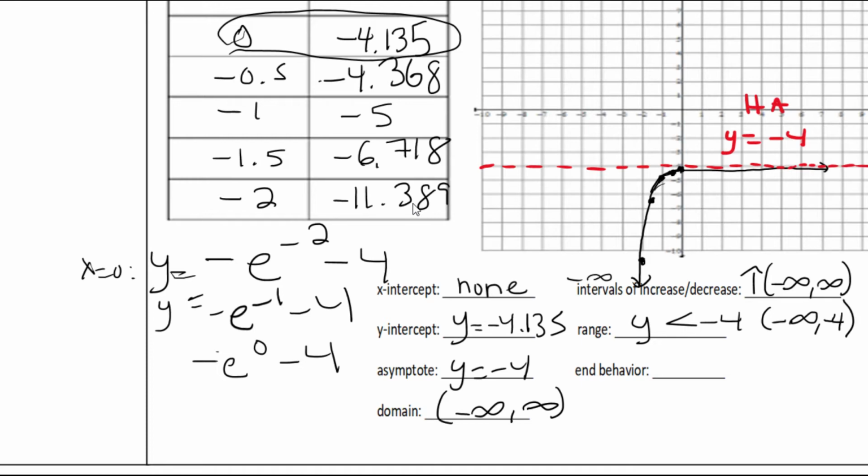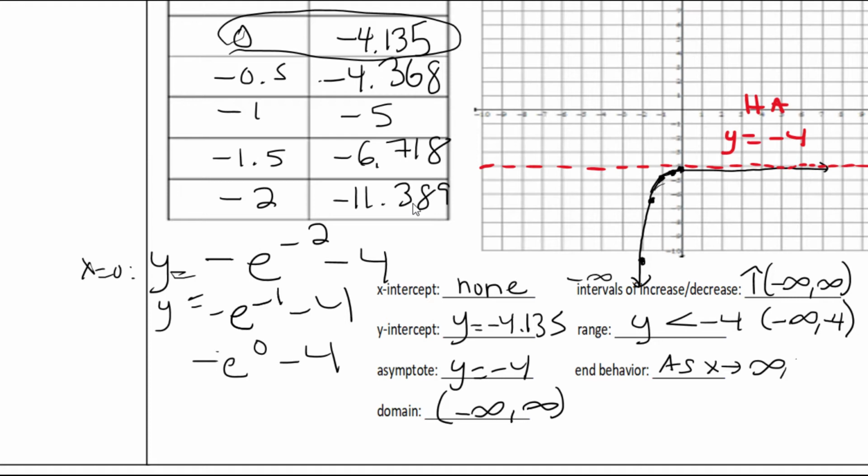Okay, you always read the graph left to right. So from left to right, it's starting down here, and then it's going up to -4. All right, so the end behavior. As x goes more positive, as x approaches infinity, this graph is approaching -4.